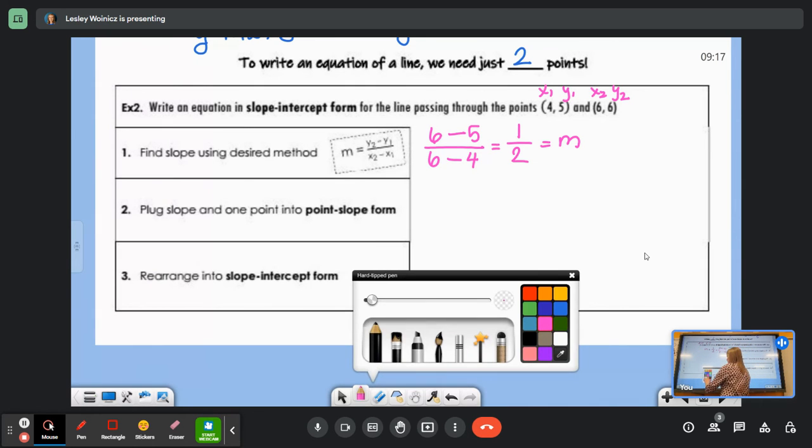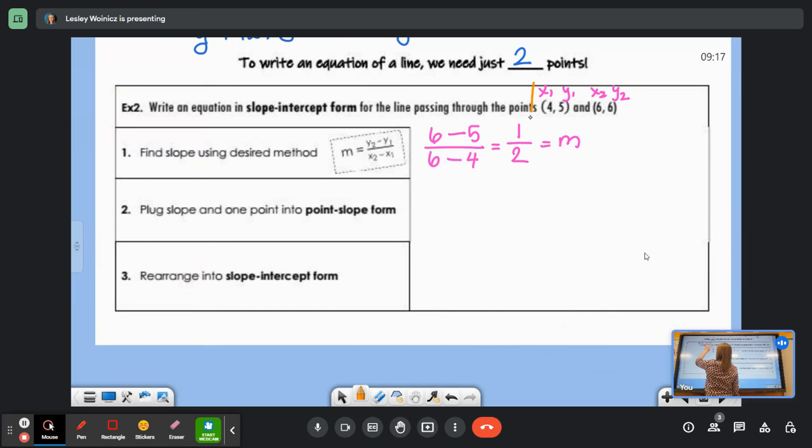Now, when I labeled my points for my slope, I already picked my x sub 1 and y sub 1. So that part's done. Mission accomplished. So we're going to plug into point slope form, which is y minus y sub 1 equals m times x minus x sub 1. Here we go. Y minus what? 5. 5 equals 1/2 times x minus 4.